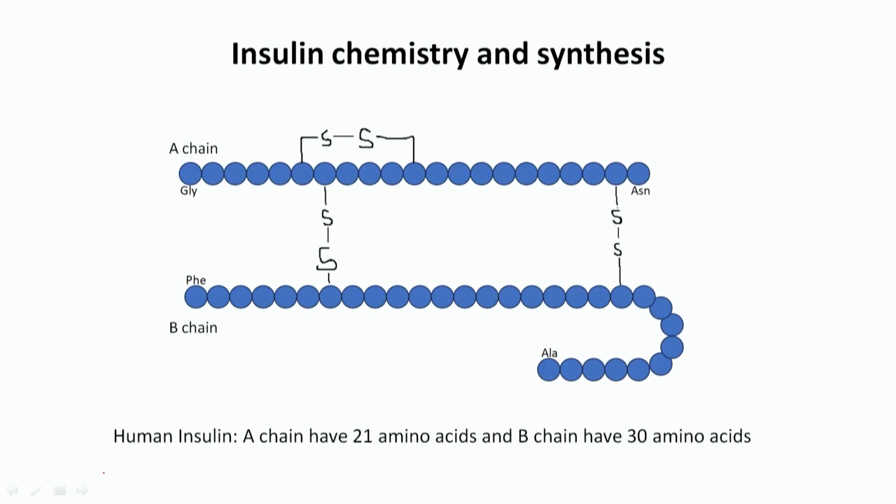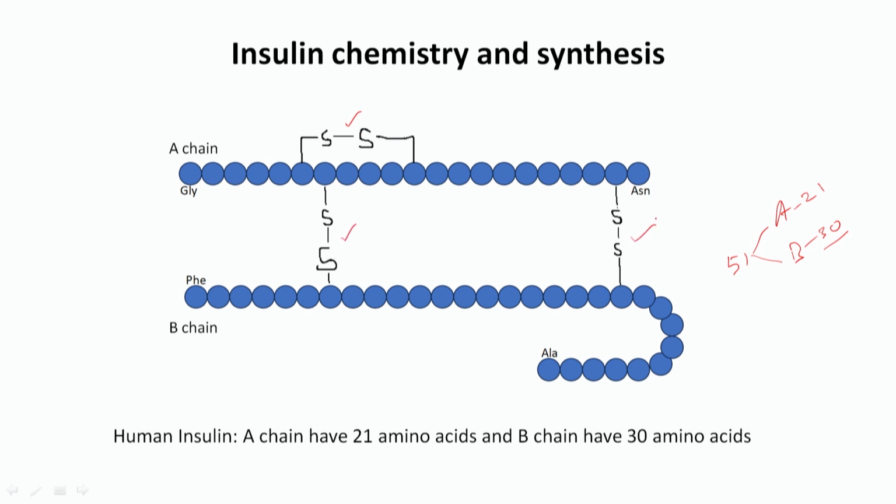Now let us see how insulin is made up of a number of amino acids. Human insulin is made up of a total of 51 amino acids, and there are 2 important chains, the A chain and the B chain. The A chain contains 21 amino acids and the B chain contains 30 amino acids, and the A chain and B chain are connected by 3 disulfide bonds.